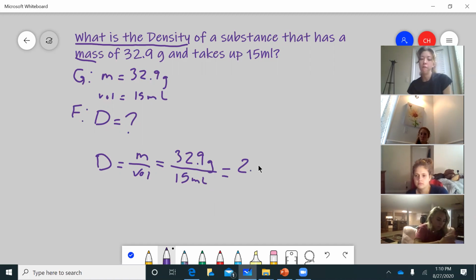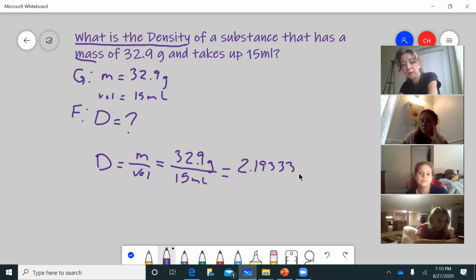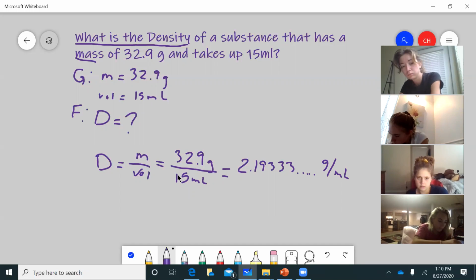So it's 2.19333, and so on, and so on. Always pair this with a unit, gram per milliliter. Okay, don't leave the unit off. Now, because this has 3 significant figures and this has only 2 significant figures, I'm going to go with the 2 sig figs to honor at the end. And we'll talk about sig figs in a little bit.